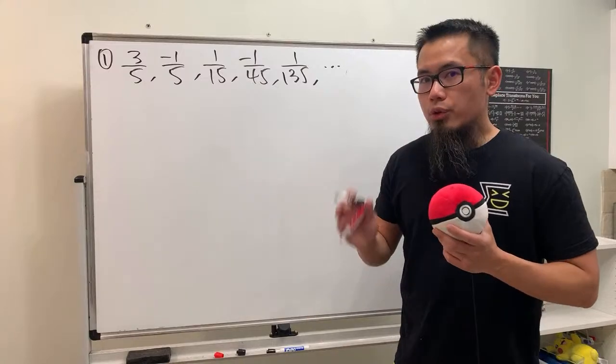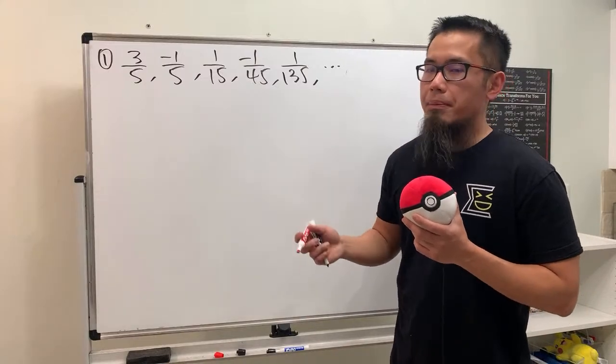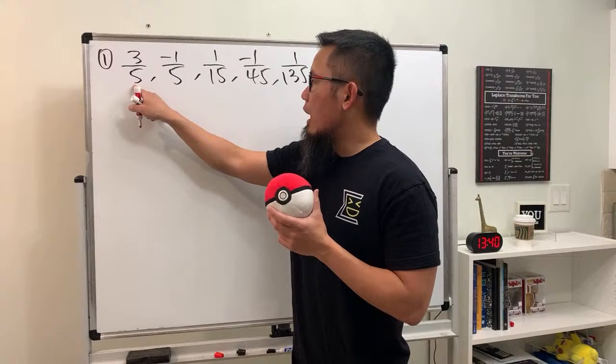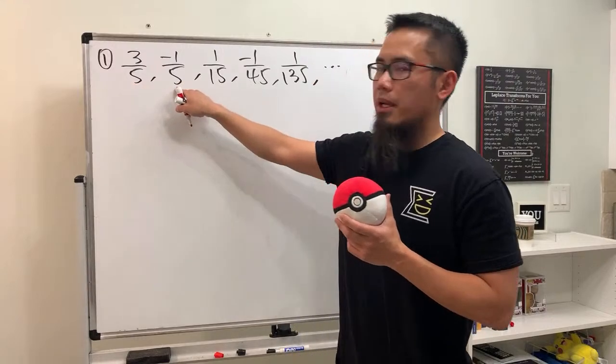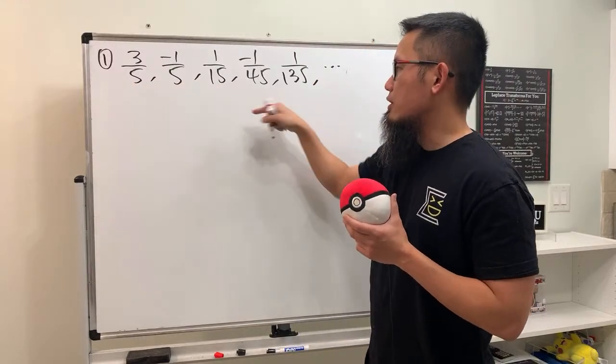All right, usually you try to figure out the formula. So you are going to ask yourself, okay, how can we go from the first term to the next term, and then from the next term to the next term, so on, so on, so on.